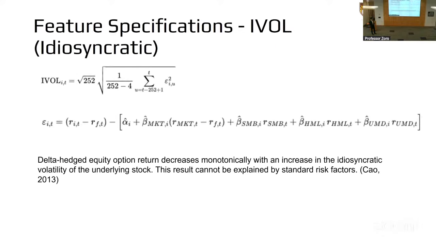Third, idiosyncratic vol. I found this in Chow's paper. It has a really nice monotonic nature to its portfolio sorts, which are going to be key in this model. You can find it in Beta Suite on WRDS. It's actually straight out of the Fama French model.